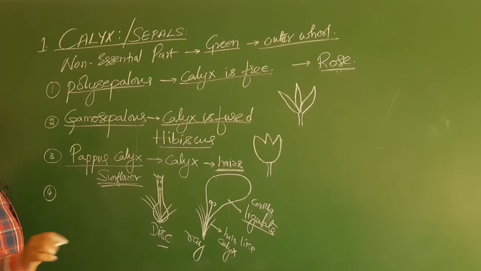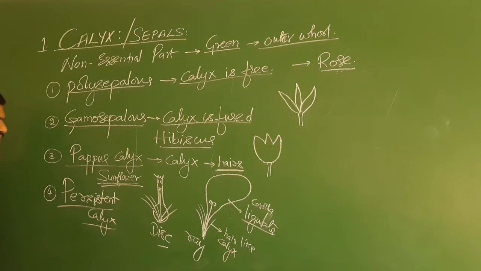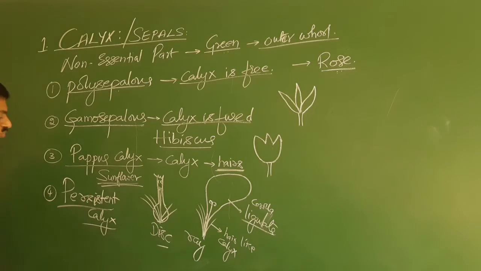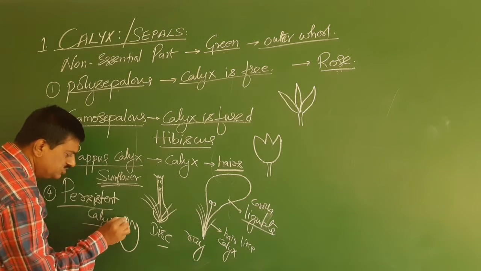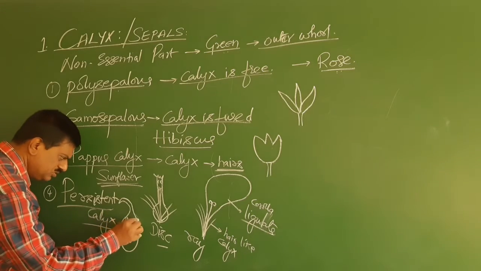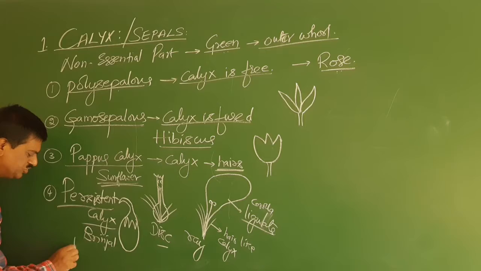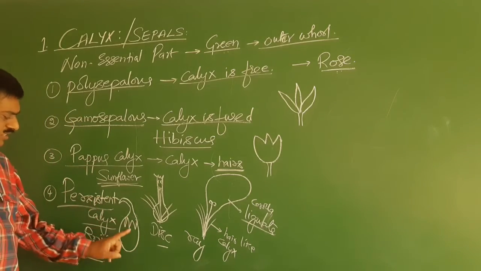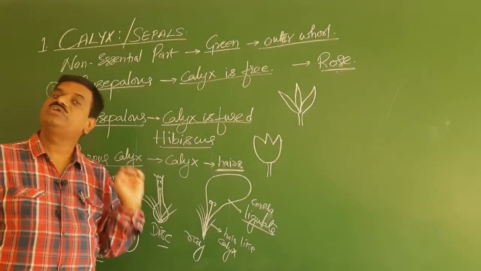So we go for the fourth one called persistent calyx. The word persistent means the calyx is present till the fruit development. So here you can see in the brinjal, there is a presence of calyx till the fruit. So examples can be seen in the brinjal, and even in tomato there is a presence of persistent calyx. The meaning of persistent is that the calyx is present till the fruit development. These are nothing but different types of calyx.